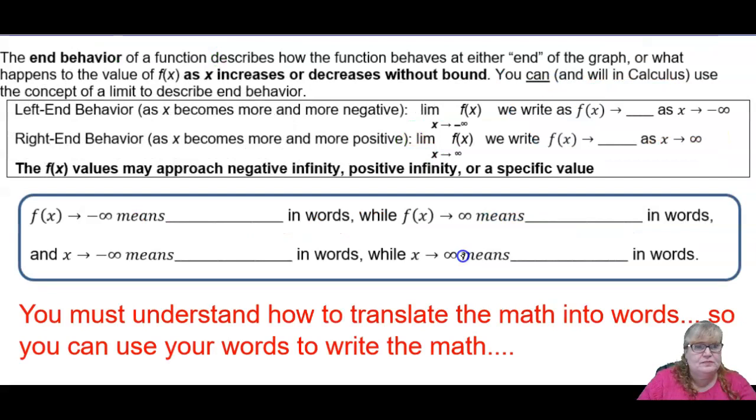All right. So the end behavior of a function describes how the function behaves at either end of the graph, or what happens as f of x increases or decreases without bound. You can and will in calculus use limits to describe this, and it will look more like this. f of x as x approaches negative infinity. Well, as x approaches negative infinity, that simply means on the left, because the x-axis runs left, right, and it's negative on the left.